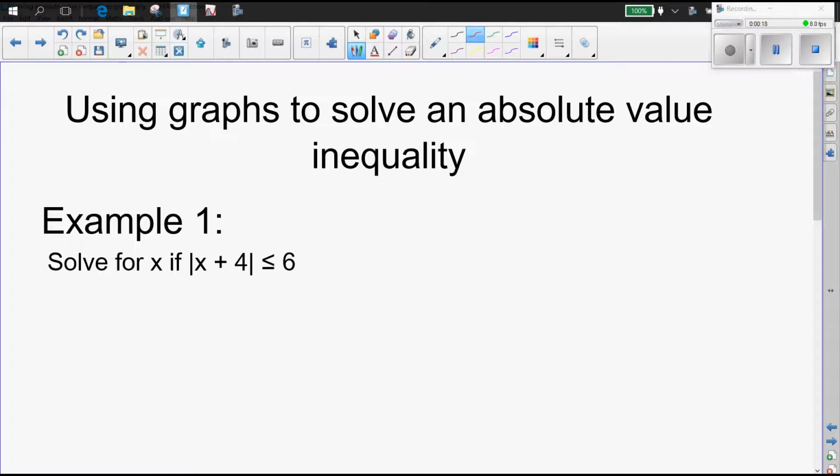The first graph is going to be the graph of y equals the absolute value of x plus 4. I'm going to call that graph f of x, and that is the absolute value of x plus 4. The second graph that I'm looking at is the graph of y equals 6. I'm going to call that g of x.